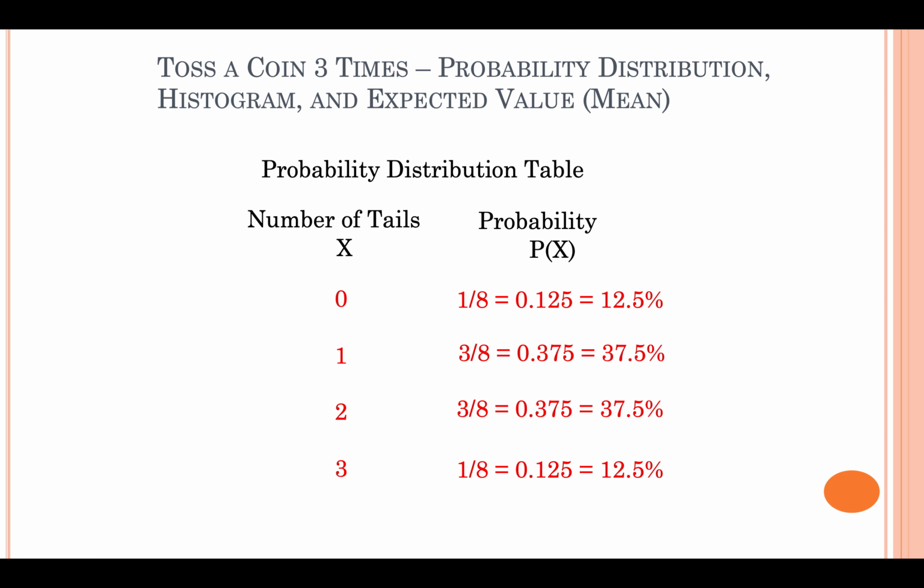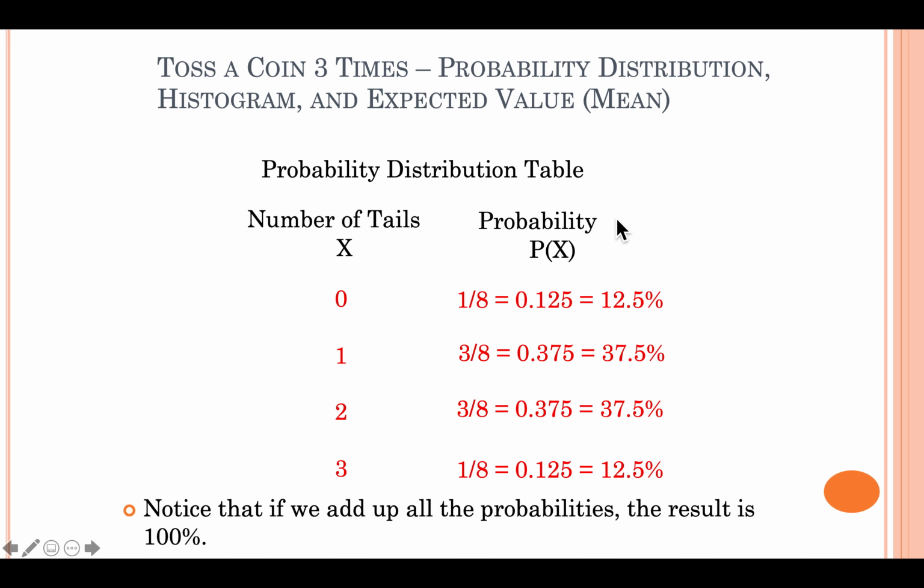If we want to check our work, we can sum up all the probabilities in this last column. If we sum up all the fractions, they will equal 1. Sum up all the decimals, they'll equal 1.0. Sum up all the percents, and they'll equal 100%. So that is correct. That's what we want to happen.